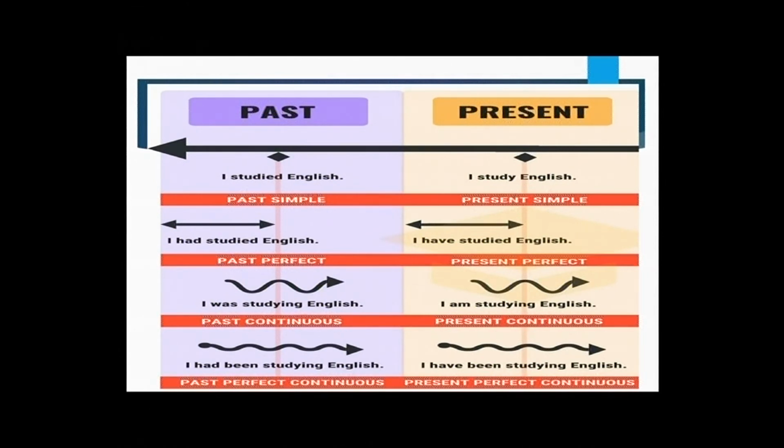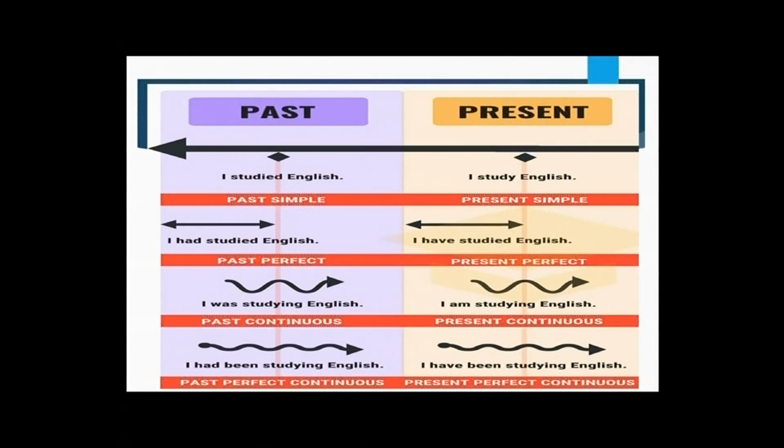In past simple, I studied English. Here, the second form of the verb study is used. That's why it is past simple or past indefinite. But in present simple, I study English. The first form of the verb study is used. That's why it is present simple or present indefinite, right?